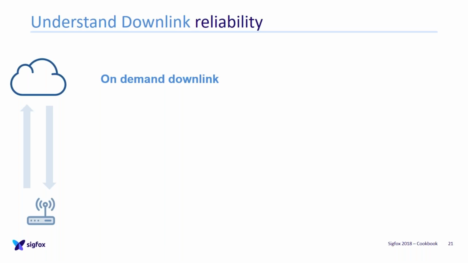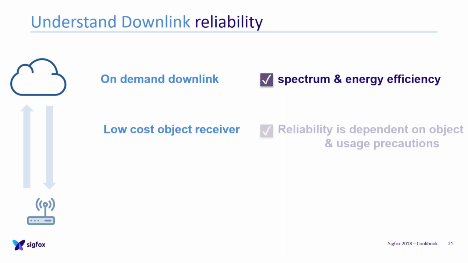Now in downlink, it's very different, because in downlink, you know the way it works with Sigfox. It's on-demand polling of the device for response, which is very good in terms of energy efficiency and spectrum efficiency. It works very well. Now, low-cost IoT objects have receivers, and the problem of the reliability of the link is that it always depends on the receiver.